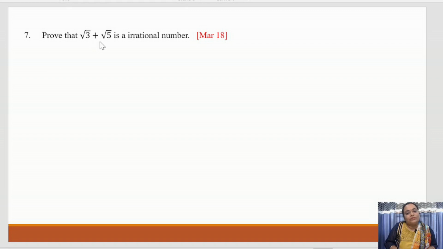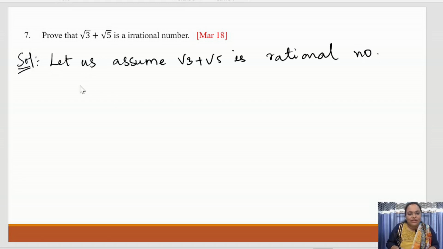Prove that √3 + √5 is an irrational number. So let us solve this. So to prove √3 + √5 is an irrational number, let us first assume √3 + √5 is a rational number. Okay. So if it is a rational number, it should be in the form of p/q, where q is not equal to 0.